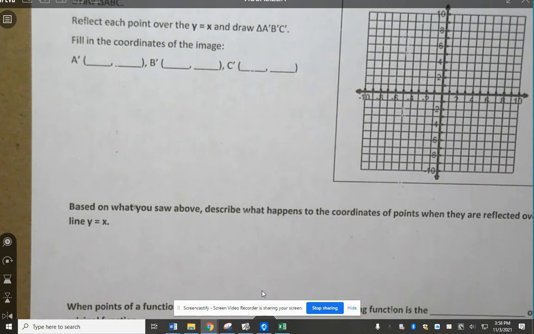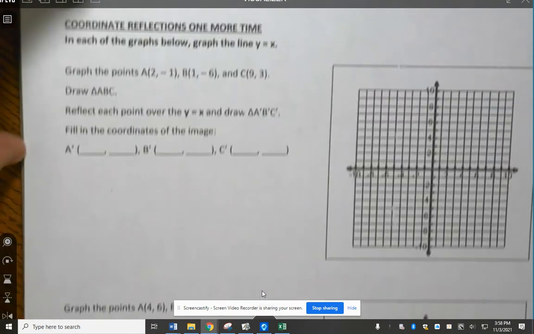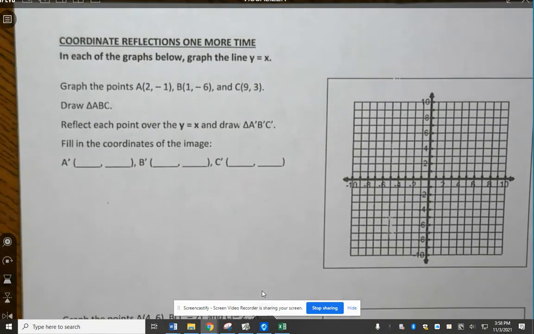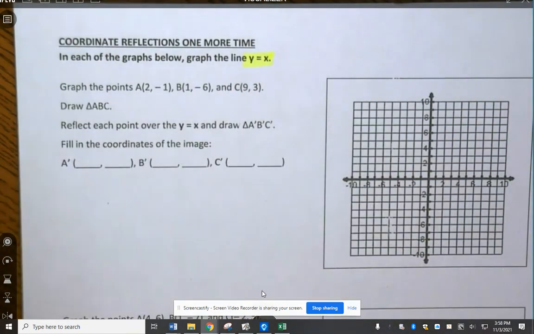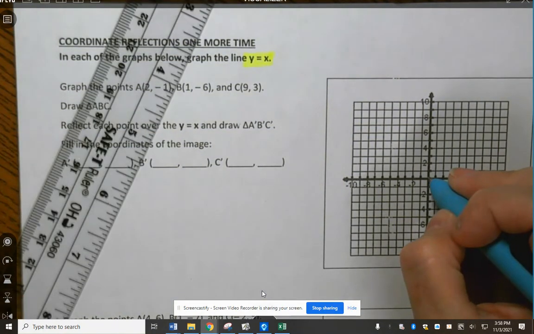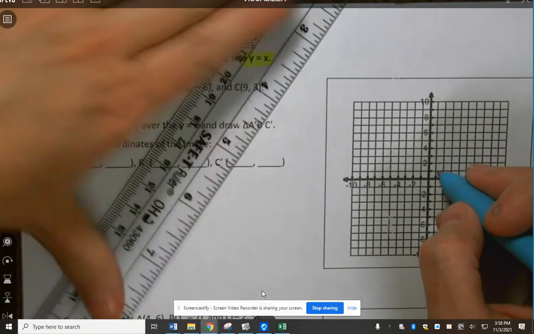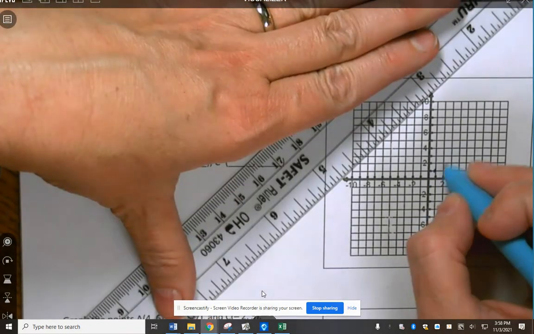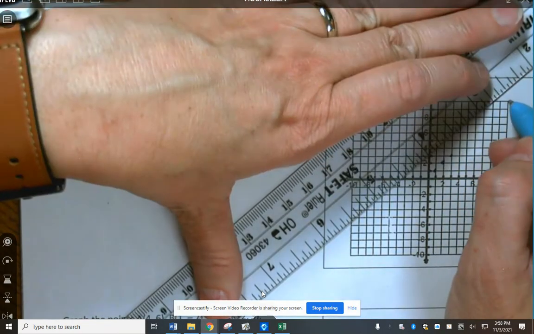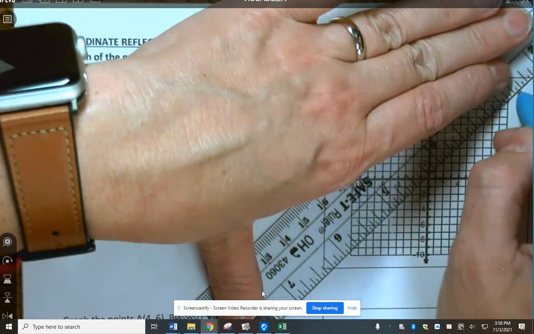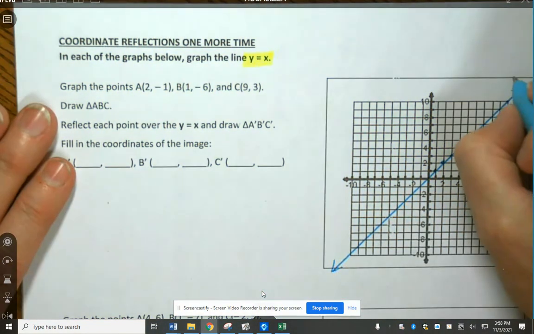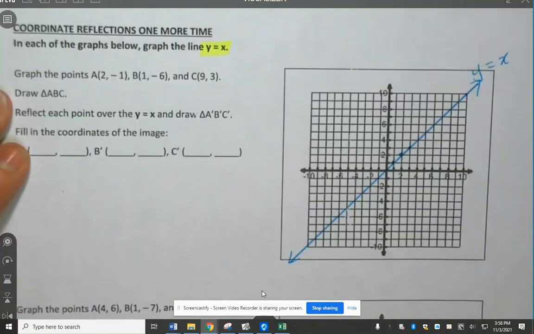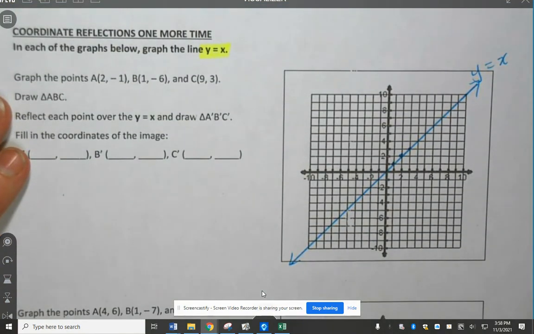All right, we have coordinate reflections one more time. But this time, we're going to reflect over the line y equals x. So we need to graph that line first. That line is every point where every x coordinate and every y coordinate have the same value. So 1, 1, 2, 2, 3, 3, and so on. All of these are going to have the same value, x and y. So that's y equals x. That is that equation.